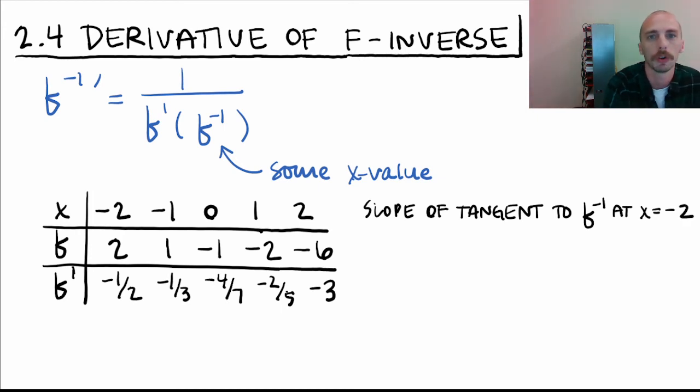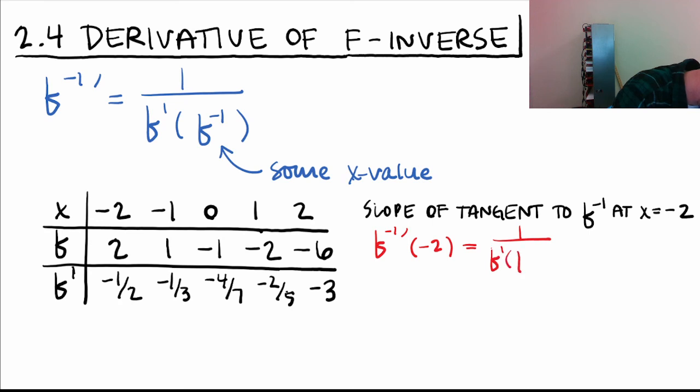Because that's tricky enough, you could be tricked into choosing the wrong column. And they're always going to do this where you have -2 in the x and -2 in the y, and it's like, okay, which one am I picking? Am I picking that first column or am I picking the fourth column? So we've got to go back to the formula. Remember that we're interested in f inverse prime of -2. So that's 1 over f prime of f inverse of -2.